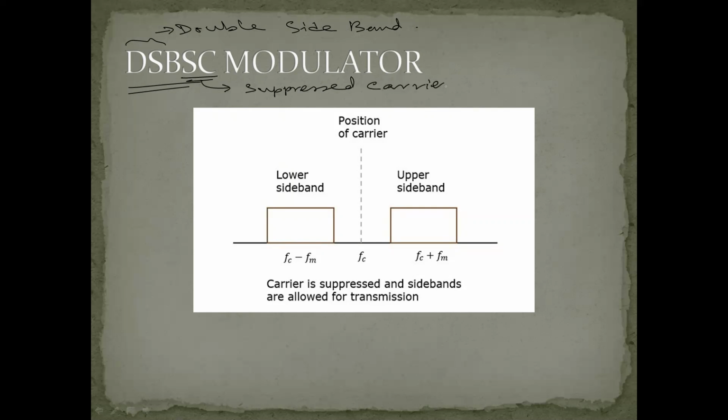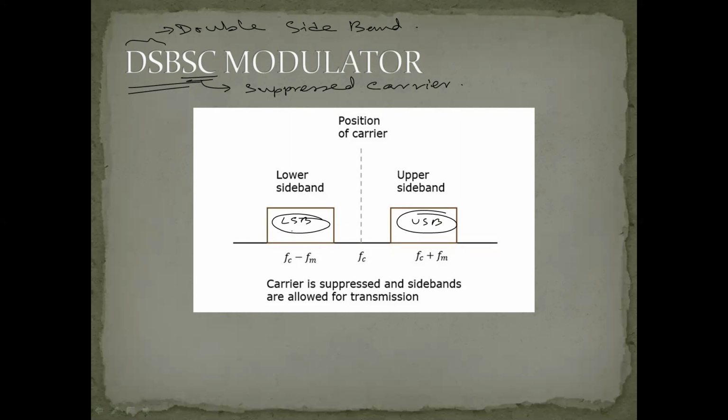So in this image, this is your lower sideband, and this is your upper sideband. Both the sidebands in this image contain the same information. Whatever information is inside the upper sideband, that same amount of information will be in the lower sideband.